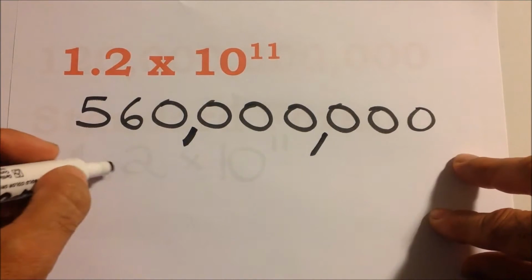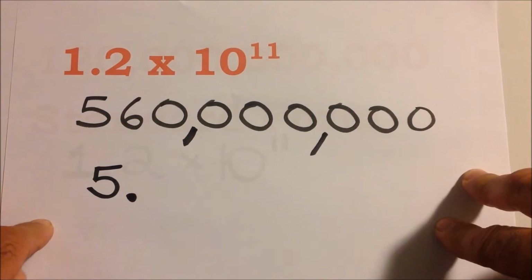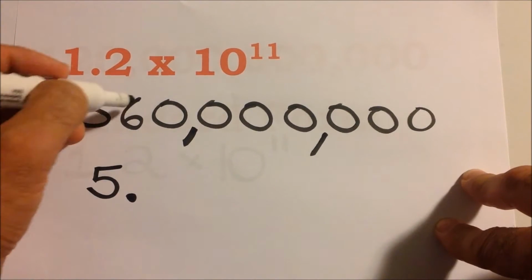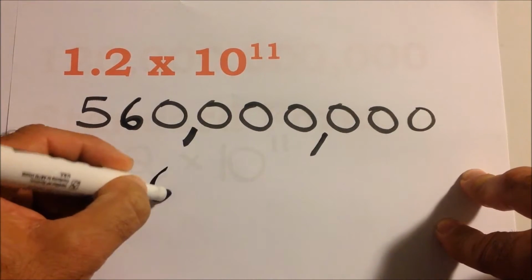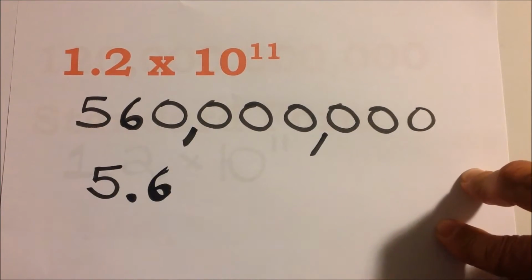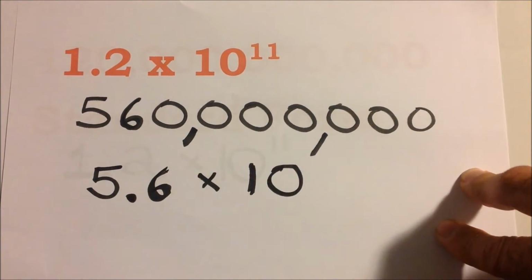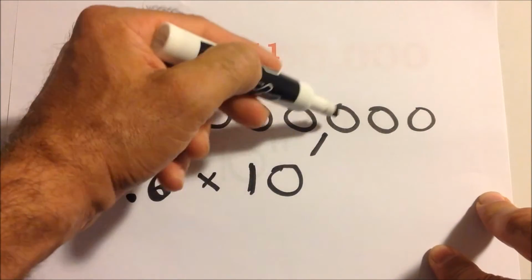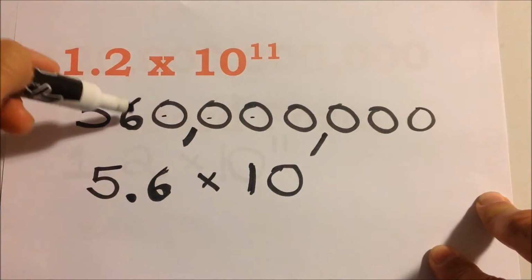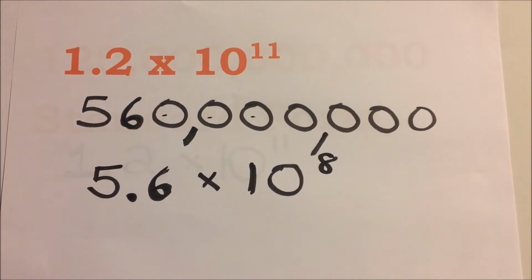So again, take the first number and put a decimal. We're not going to put a decimal if there's no numbers higher than 0. But we have a 6, so we're going to put the 6 down. And again, we don't include any zeros. We're going to times it by 10 always, so we always have this. And then just count every number but the first one. So we have 1, 2, 3, 4, 5, 6, 7, 8. That'll be in scientific notation.